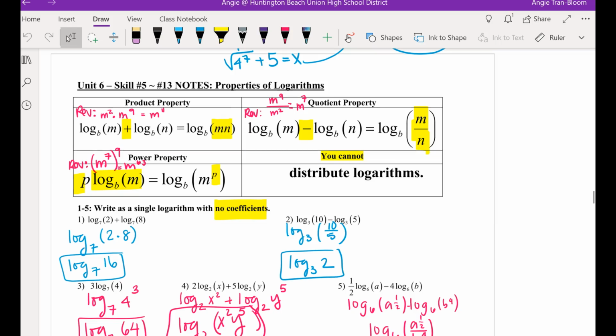So in log, if you have log base of something and it's a multiplication of log, how would you expand it? Addition. If you have log that are dividing, how do you expand it? Subtraction. If you have log that has a power, how do you expand that? It becomes multiplication, a leading coefficient of log. Can you ever distribute log?